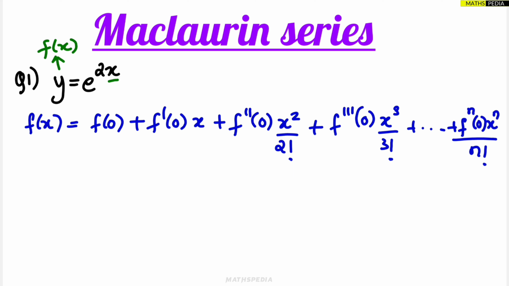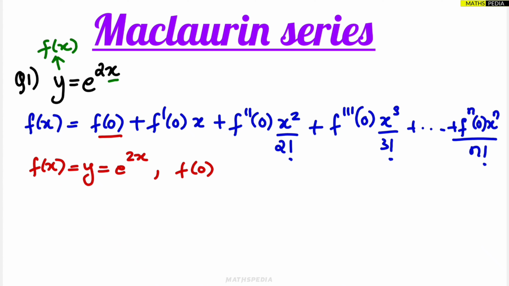Next, what do you have to find here? See, you have seen some relation between the Taylor series and this. Now in the Maclaurin series we have to find f of 0, f dash of 0, f double dash of 0, and so on. f of x is already given. So first we'll start with the first step, which is to find f of 0. f of x is nothing but y given in the question, e power 2x.